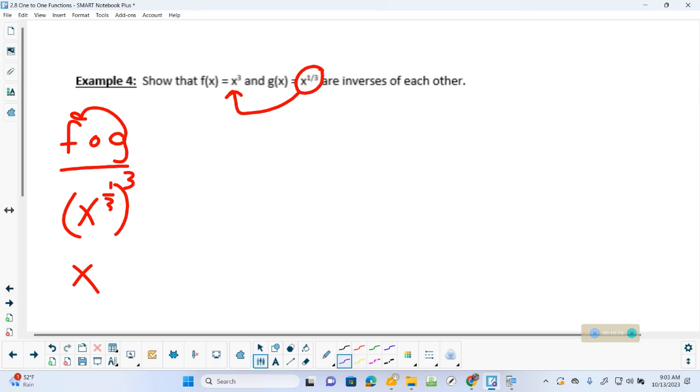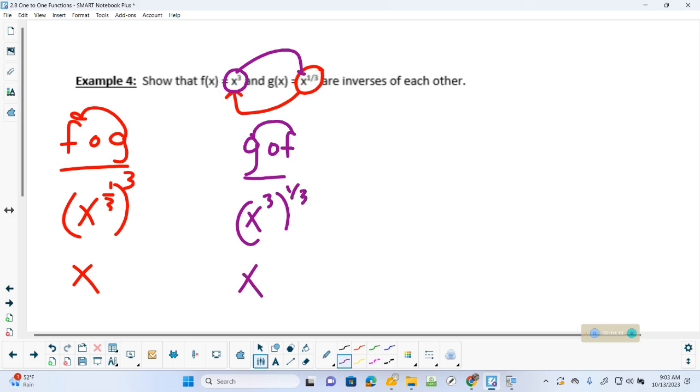Looking good, looking good. It's gotta work the other direction too. So F into G. F into G. So we're gonna replace x with x cubed. Then I have to raise it to the third. Real shocker, x. So since they both equal x, they are in fact inverse of each other.